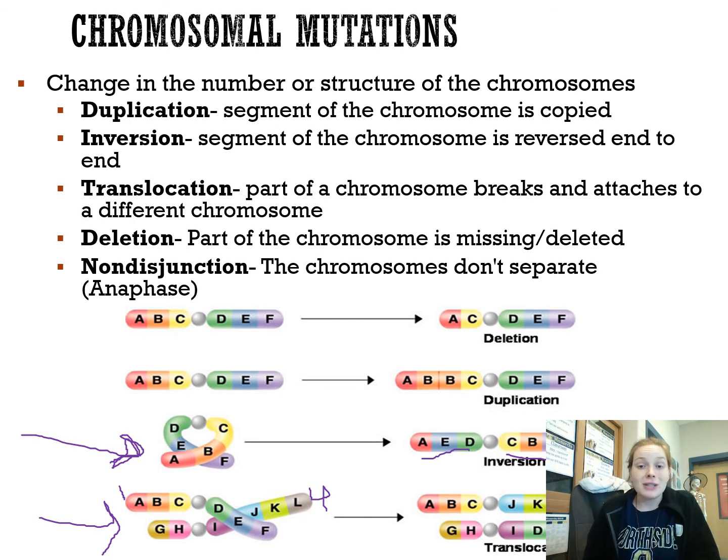Deletion, part of the chromosome is deleted or missing. That's, again, hundreds, thousands of genes that you just delete. That's not good. And then non-disjunction is when the chromosomes don't separate. That's anaphase, when the chromosomes separate. So if they're not separating, we call that non-disjunction, and that means that your cells could either have an extra chromosome, so instead of 46 you have 47, or maybe you have one less, so you have 45, and that's how you get things like Down syndrome. So Down syndrome is one condition caused by non-disjunction. One of the chromosomes doesn't separate correctly.